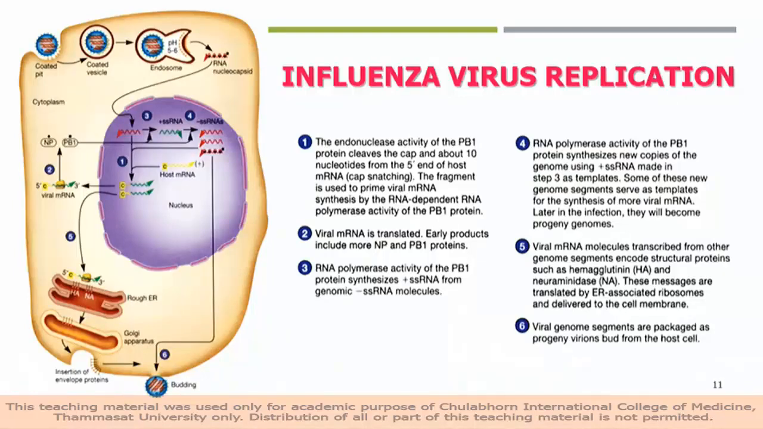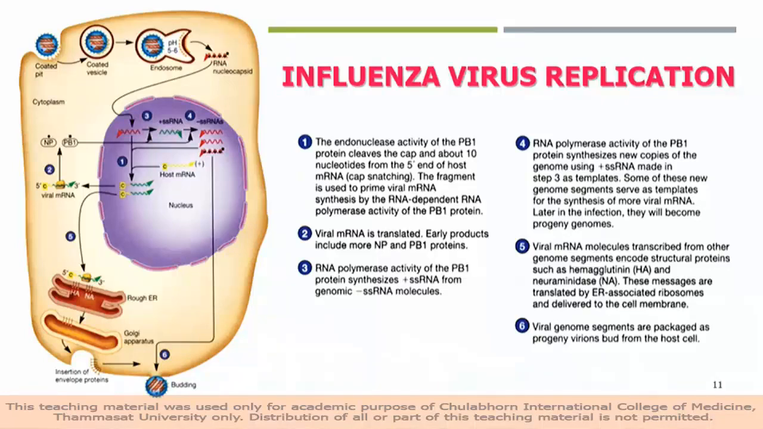I will not go into deep detail about the replication cycle of the influenza virus. The important thing that you need to know is that once the RNA nucleocapsid is released into the nucleus, since the genome of the virus is negative single-strand RNA and the virus contains RNA-dependent RNA polymerase, the virus has to use the cap primer sequence from the host cell, which is called cap snatching. This occurs via the endonuclease activity of the PB1 protein of the virus.